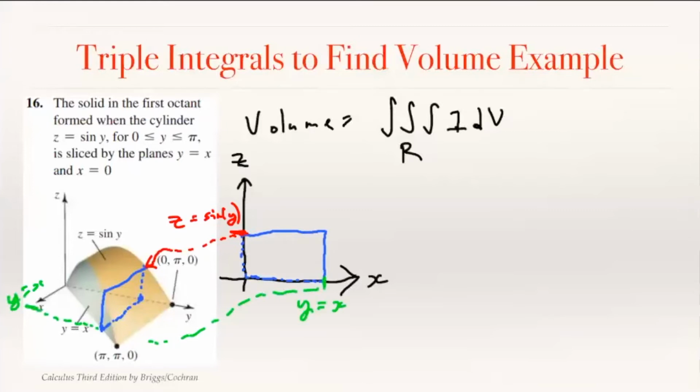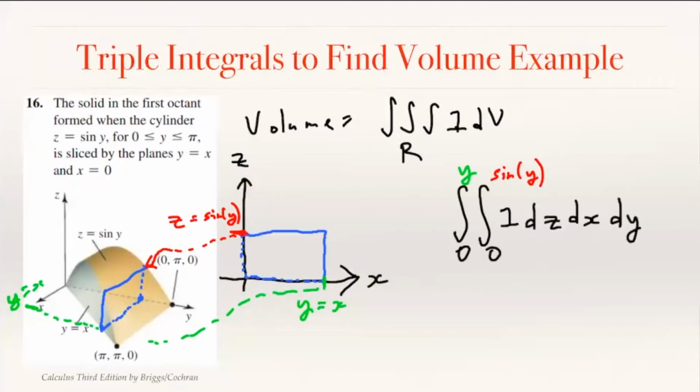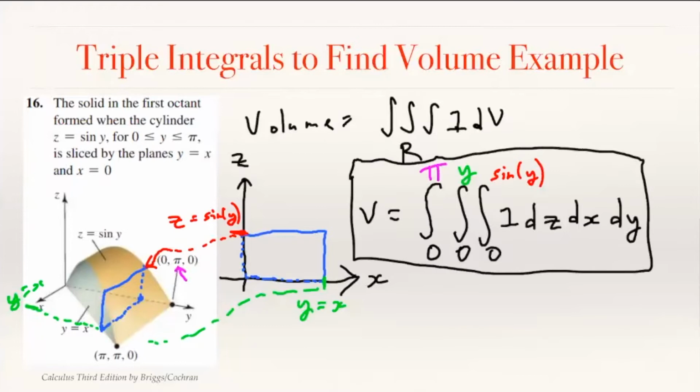So in other words, our inner integral, that would be our dz dx, or equivalently dx dz, because in this case it has constant bounds relative to x and z. So z goes from 0 up to sine y, and x goes from 0 up to y. And then lastly, dy. What are the bounds on y? Well, we can see that y goes from 0 to pi. So that is our triple integral to find the volume. And now it's a matter of evaluating that.